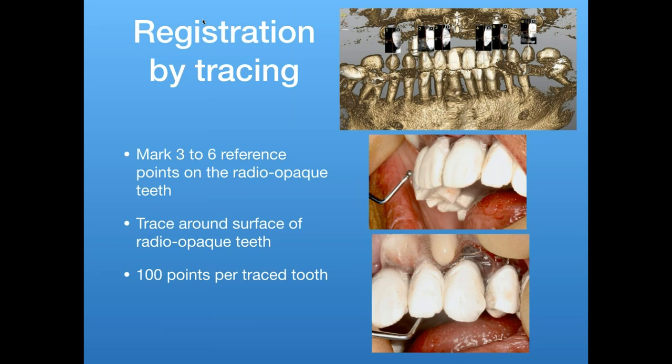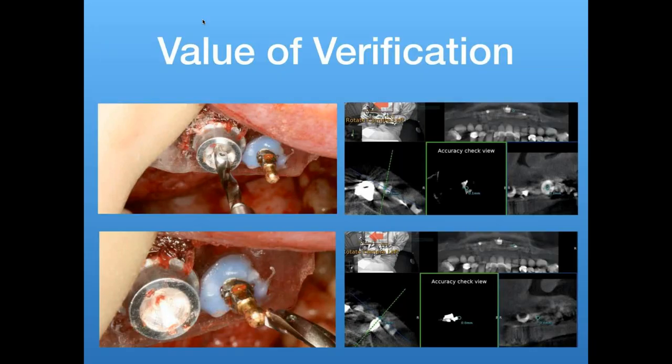Alternatively, we can register by tracing. So by fixing the radiopaque replica back onto the base frame, we mark 3 to 6 reference points, as we would do for standard trace in place, traced around the surface of the radiopaque teeth, and the camera registers 100 points per traced tooth and registers by trace in place.